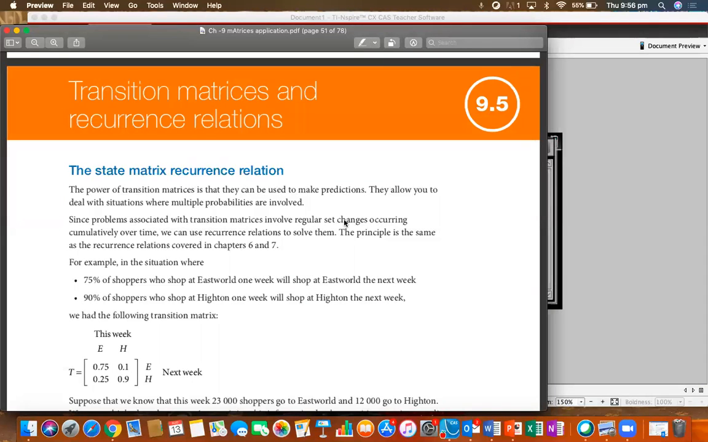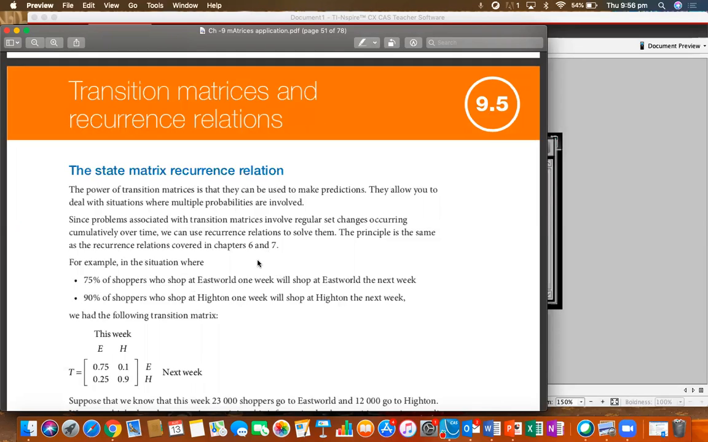Hello, everyone. Today we are going to start 9.5. I'm thinking of covering that in 2 sessions, so today we'll do some parts of it: transition matrices and recurrence relation. I thought to show you on the book, like how it's in the textbook. It's a bit easier for this one.